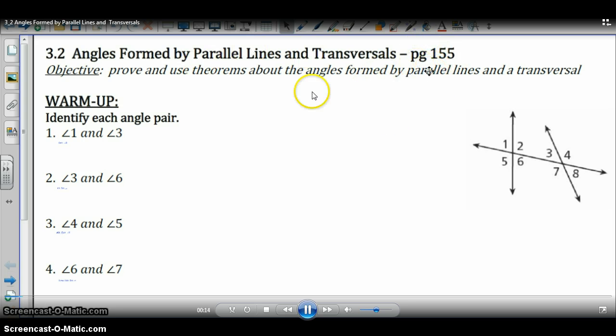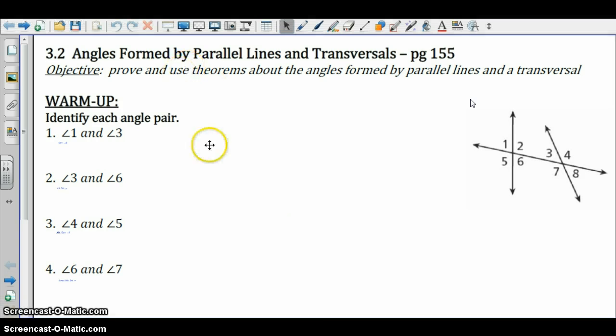You'll see that we're talking about lesson 3.2, angles formed by parallel lines and transversals. And we'll be proving and using theorems about angles formed by parallel lines and a transversal. So we'll start off with the warm-up again. In this, I want you to identify each pair as corresponding, alternate interior, alternate exterior, or same side interior. And so in just a moment you'll see what each of these answers should be.